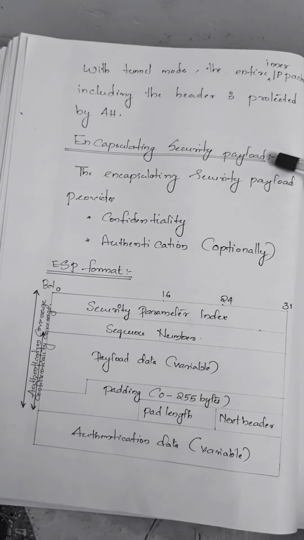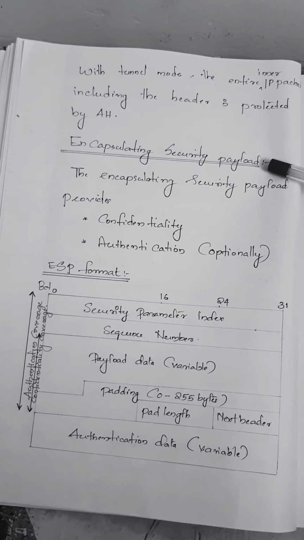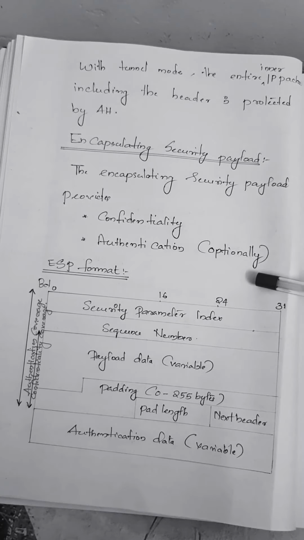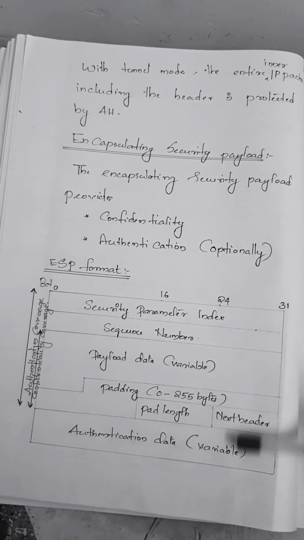Okay, the next section is Encapsulating Security Payload. This is the second protocol used in IP security. ESP provides confidentiality and, optionally, authentication. So we have a look at the ESP format.